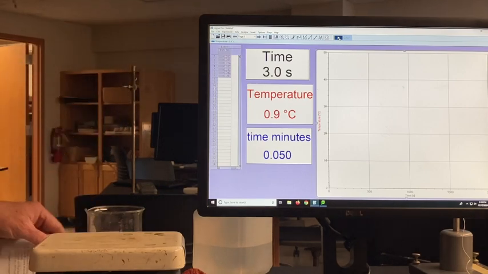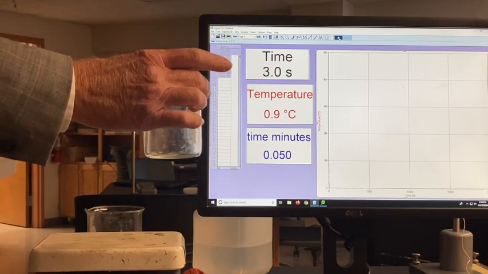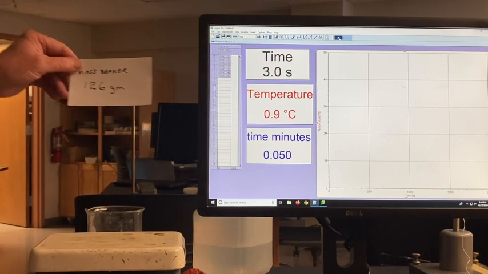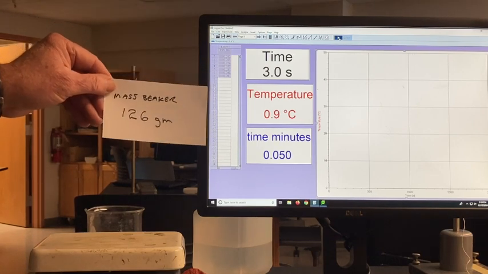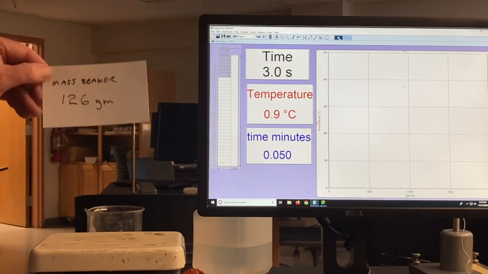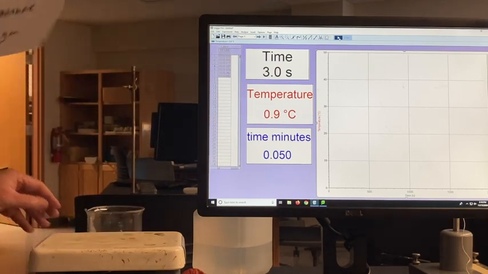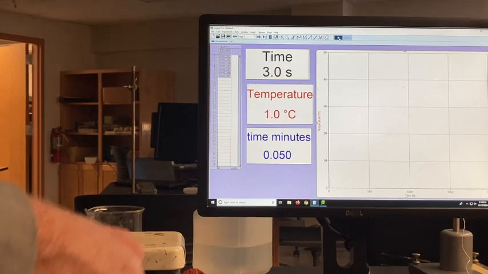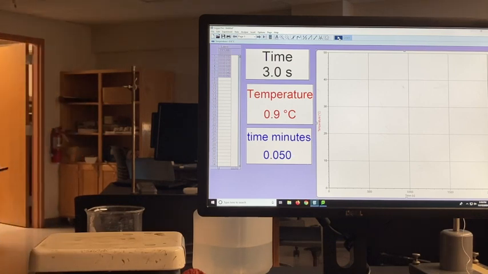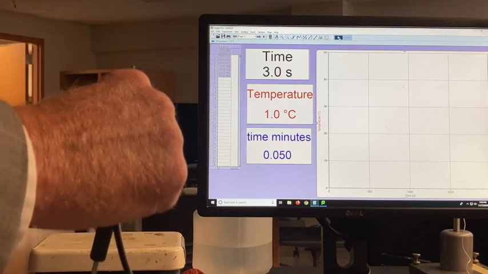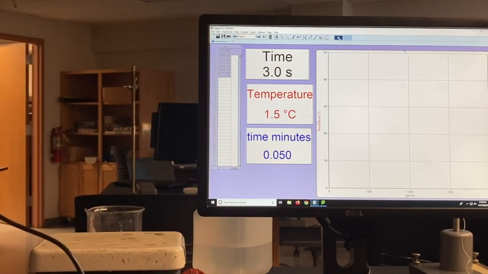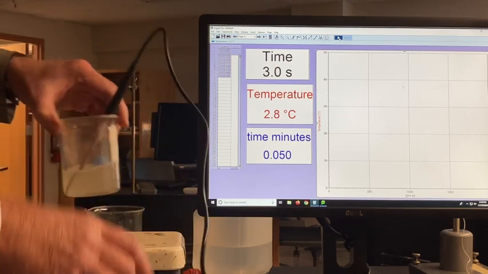All right. So we'll start with a 100 milliliter beaker. The mass of the beaker is 126 grams, right? So it's 126 grams that we're going to have for the beaker in data table 1. All right, now I'm going to add approximately 100 grams of water, just water. Okay. All right, so fortunately I have exactly 100 grams of water. We're going to record the temperature. So it's at 2 degrees, and I'm going to then start the clock.